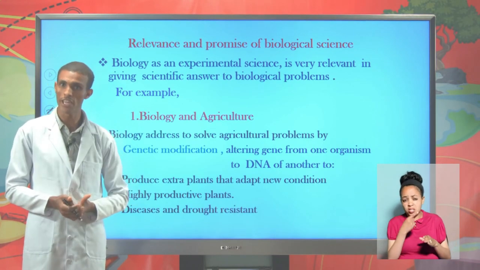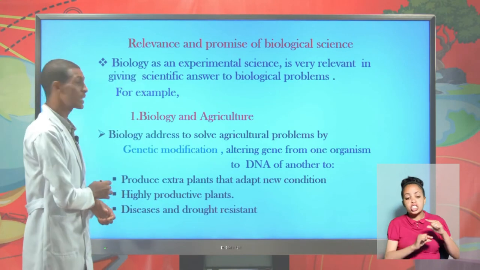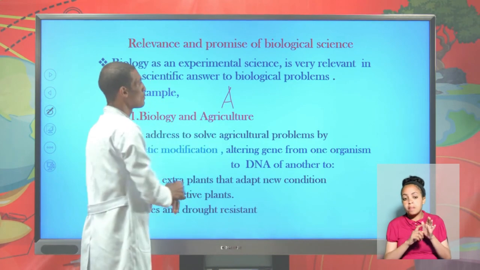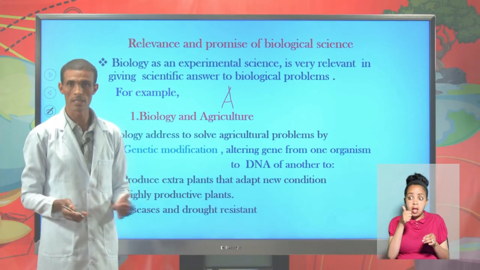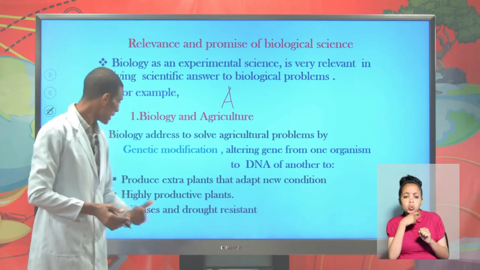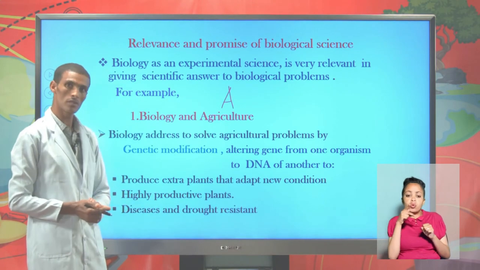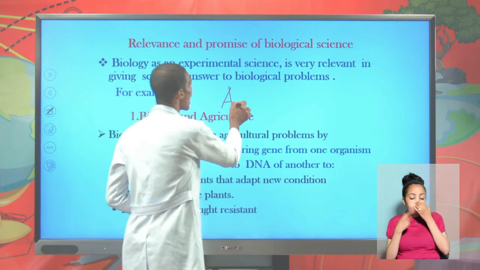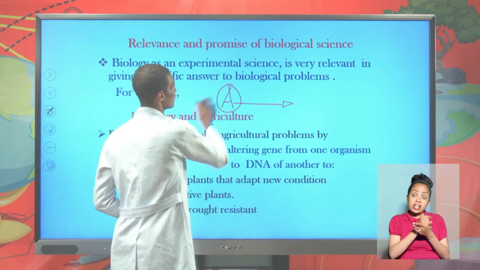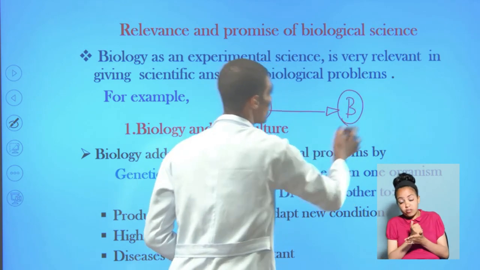When we say genetic modification, it means transferring a gene. Genetic modification means, let's say, a plant is highly productive, highly resistant, and capable of resisting droughts. It may be resistant to disease. It may be resistant to pests. So, we are capable of transferring a gene found in a highly productive plant to another, less productive and less resistant plant.